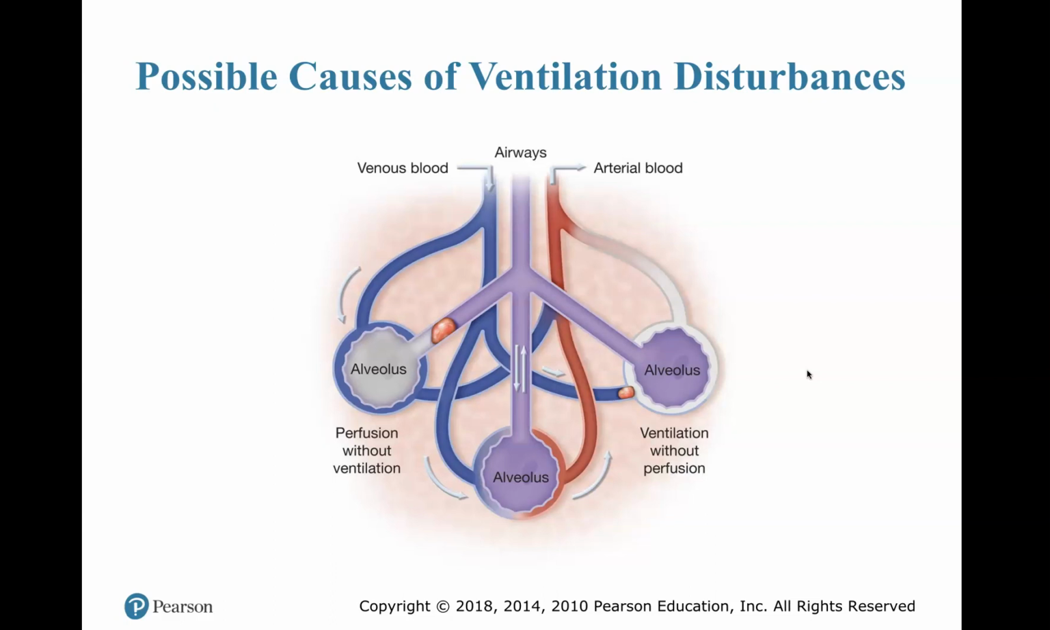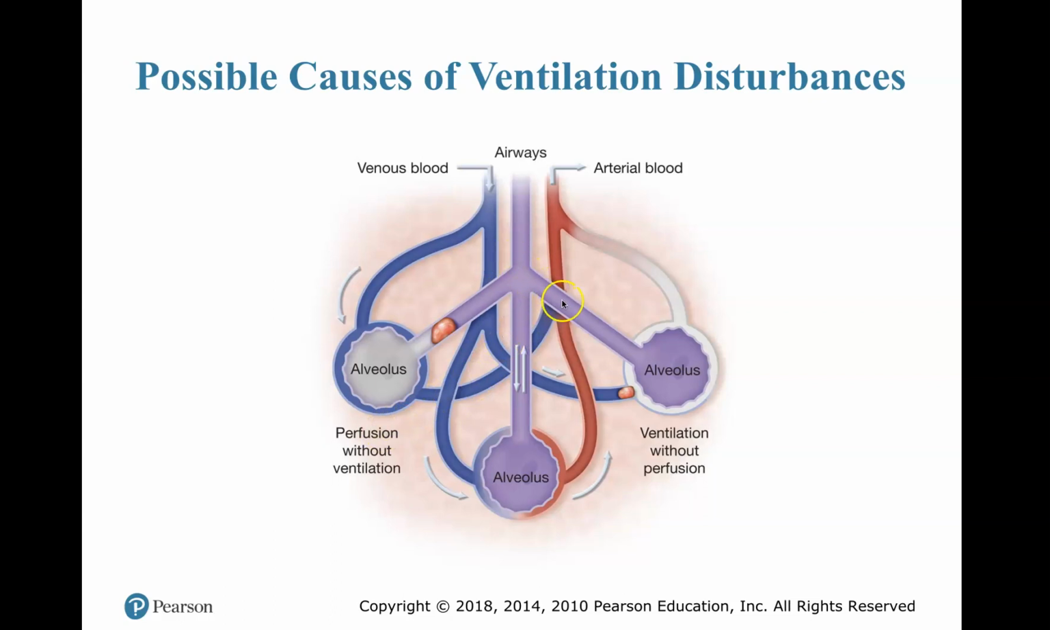All right, some possible causes of ventilation disturbances. We have our airway here. Over here we have the venous blood and the arterial blood. If we see air going down to the alveolus, it's good. Everything's copacetic here, circulating. But we go over here and we have a blockage. Well, we don't get any oxygen down to this alveolus, and no oxygenated blood returns to the heart.